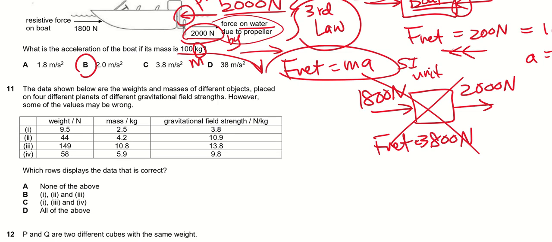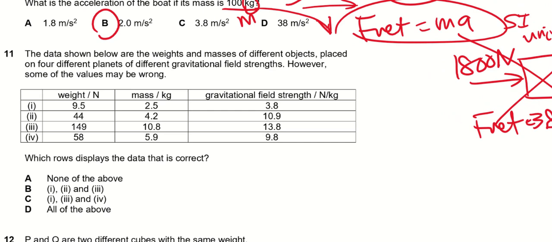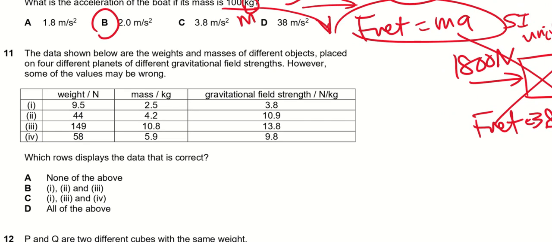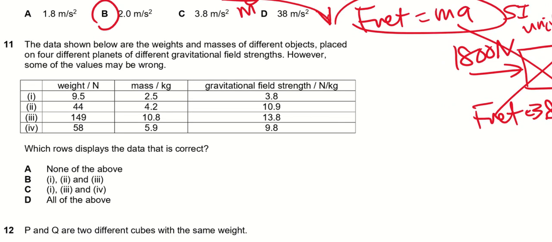Okay, question 11, the data shows weight and masses of different objects placed on 4 different planets of different gravitational field strength. However, some of the values may be wrong. Which one displays that the data is correct? They are looking for correct data.